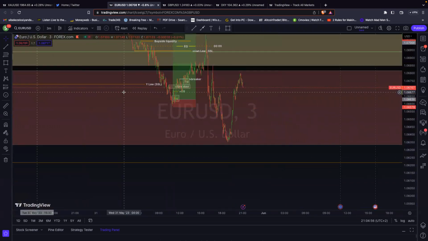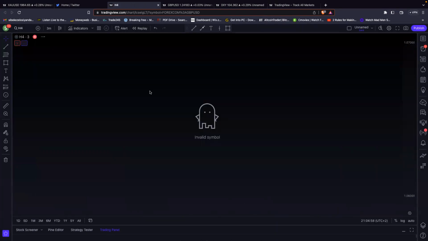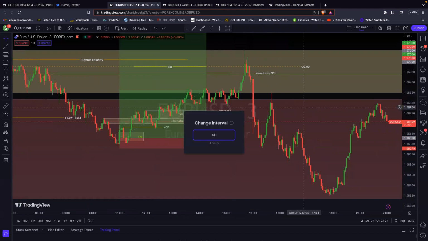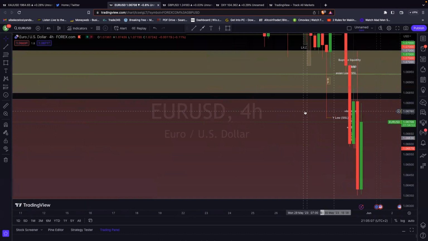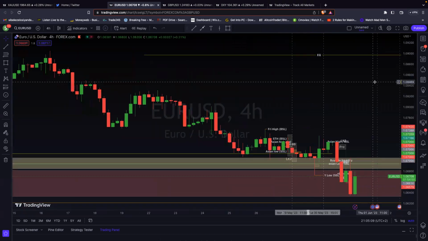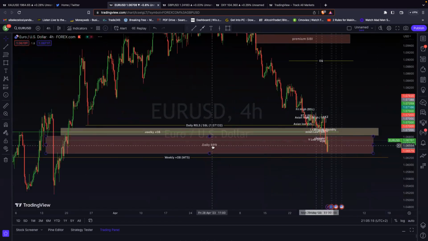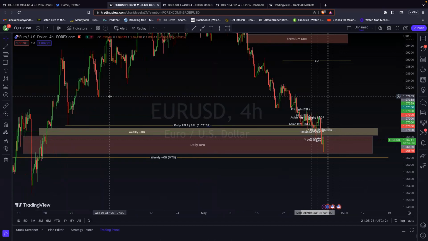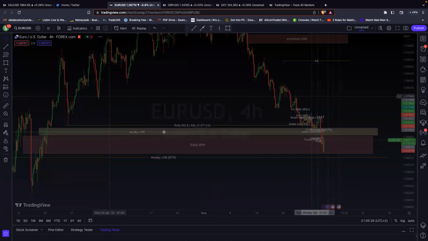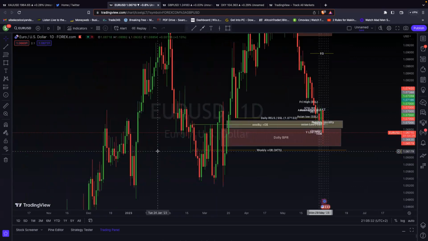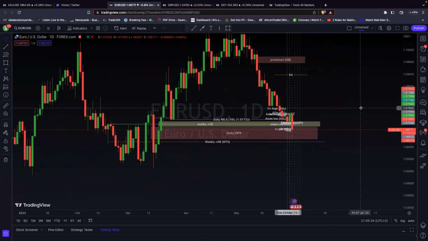Okay. Let's go to like 4-hour. What's happening here? There you go. Okay. So this is a daily balanced price range. So I think on daily, I should go on daily so that you guys can see what this is. So daily we have this. So this was my narrative, right?